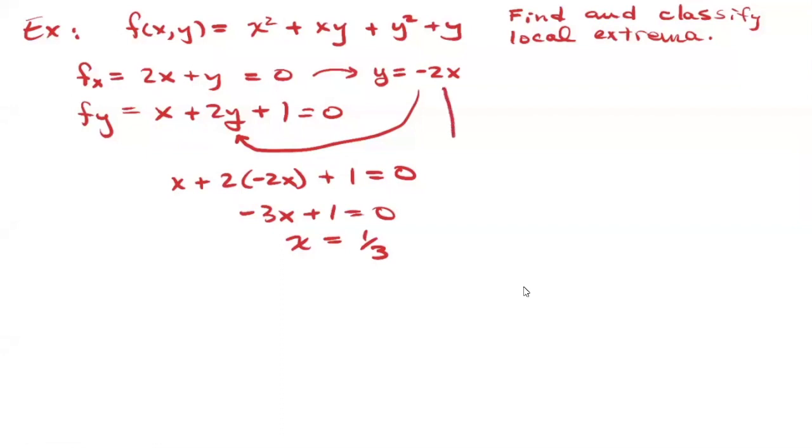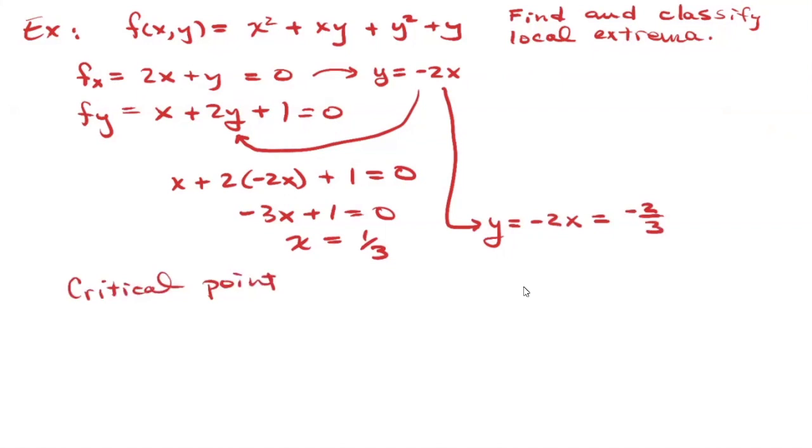And over here, y is negative 2x, so that's negative 2/3. There's your critical point. Okay, so it's 1/3, comma, negative 2/3. Okay, I'm going to pause for questions.